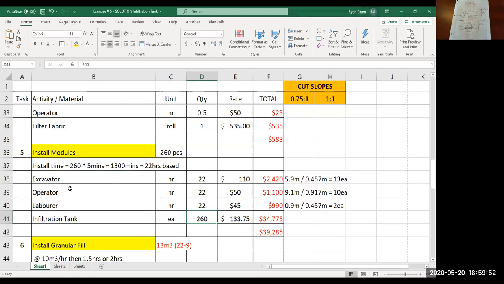You're told that each module is installed with the excavator. So you have an operator with the excavator, and then you have the extra person, all at 22 hours and their rates. Again, those are all given to you. The infiltration tank, so we had 260 modules. We're told that each module is $125 delivered to site. Plus you had to, again, add your PST tax. So multiply by 1.07 gives you $133.75 per module. So there's your total cost there.